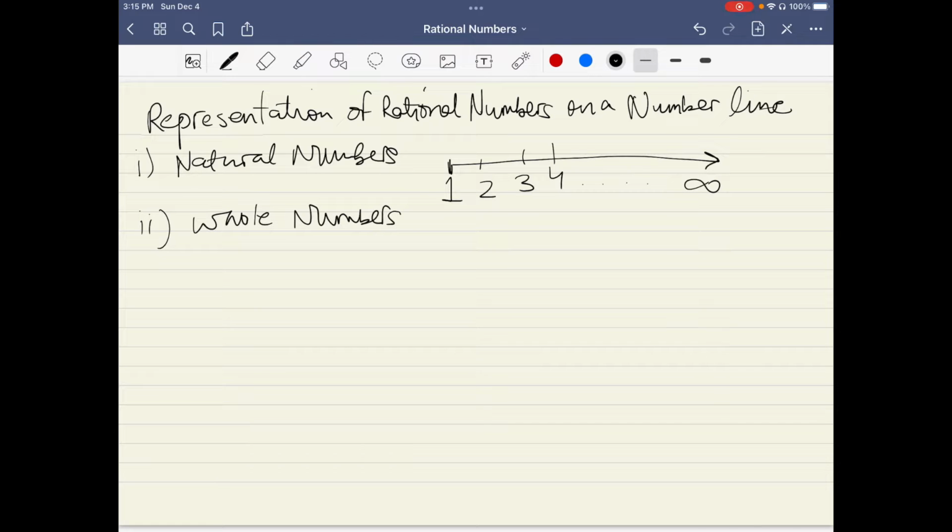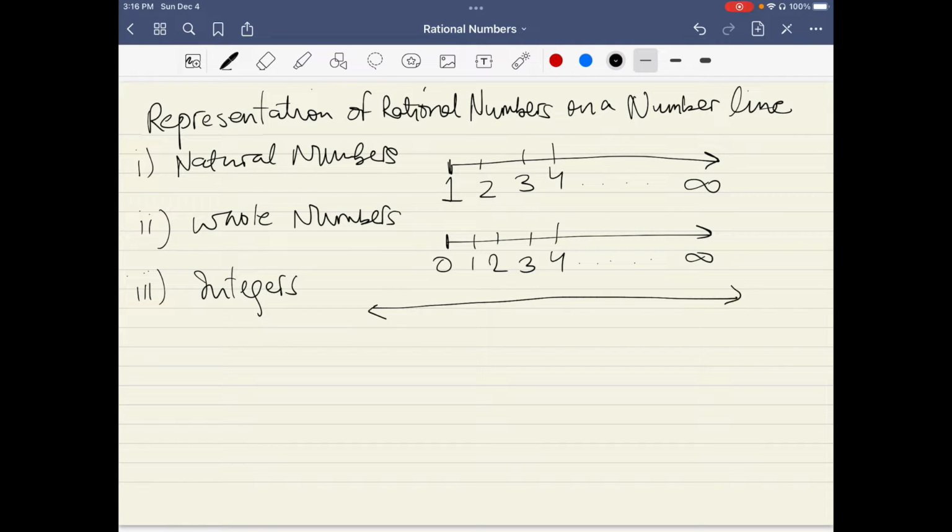Now, similarly, let's look at what whole numbers look like on a number line. In case of whole numbers, the number line starts at 0 and goes to 1, 2, 3, 4, all the way to infinity. And now let's look at what integers look like. In this case, the line extends both ways, negative infinity and infinity. And we have 0, 1, 2, 3, so on and so forth, till positive infinity. And on the other side of 0, we have -1, -2, -3, so on and so forth, till minus infinity.